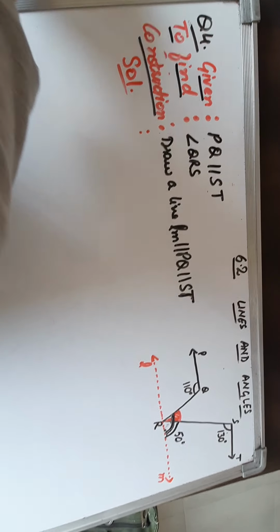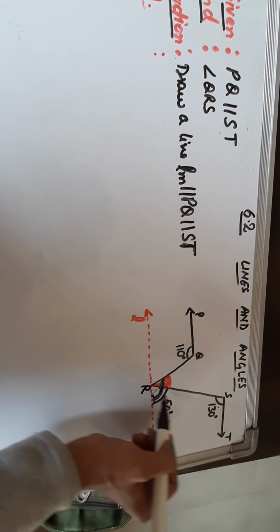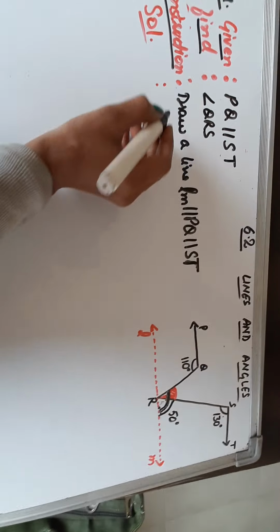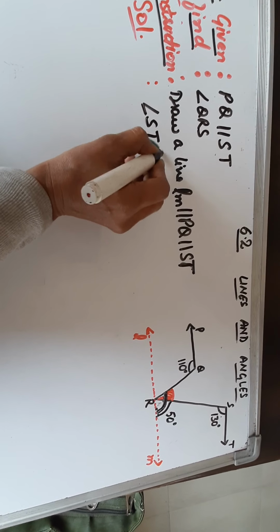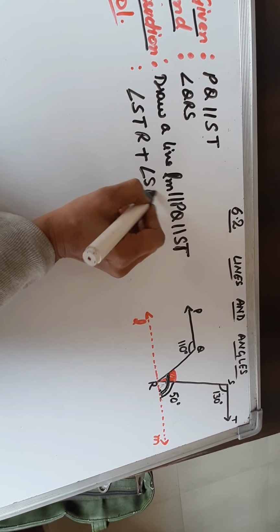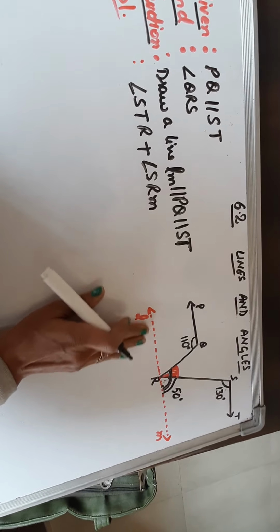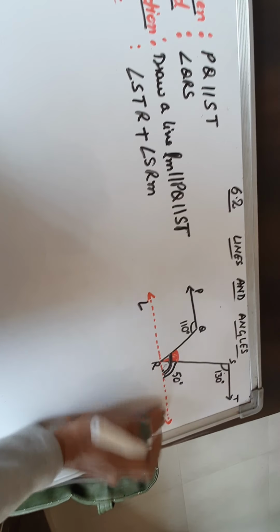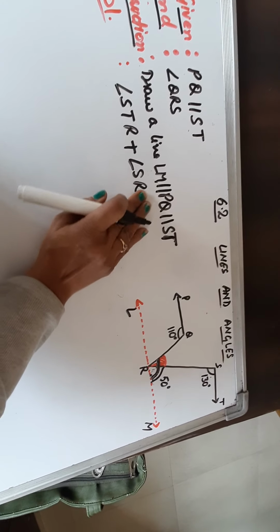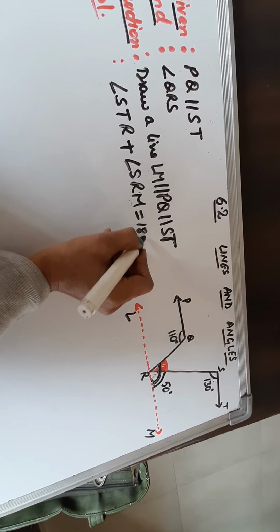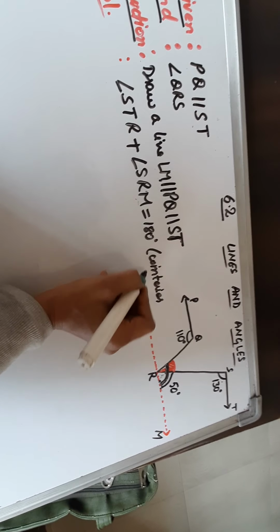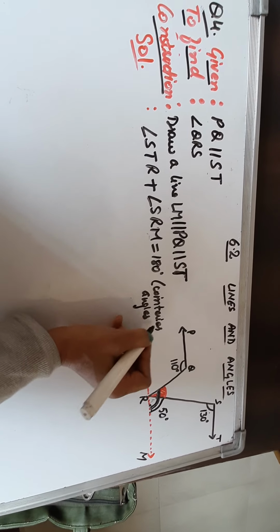So in the solution, first of all, let us use these co-interior angles. So angle STR plus angle SRM is equal to, let us take them as capital L and capital M, here also let us change it to capital LM. So angle SRM is equal to 180 degrees. We'll write the reason: co-interior angles.